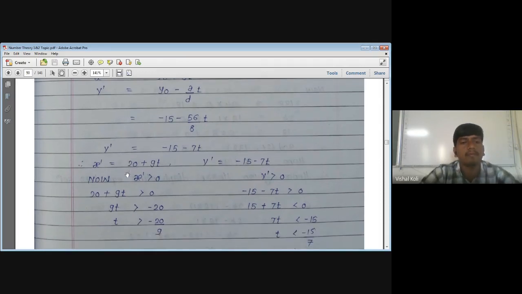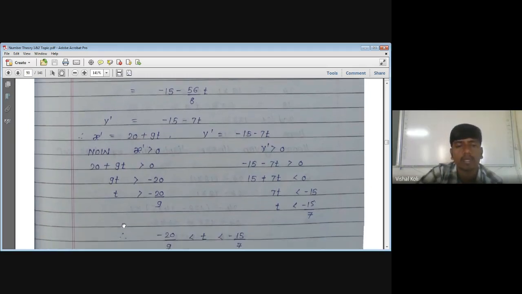Therefore now it remains to check whether the given solution is positive or not, and for that we have to check whether x dash and y dash are greater than 0 or not. Let us consider x dash is greater than 0, where x dash is nothing but 20 plus 9t. Therefore 20 plus 9t is greater than 0, and from this 9t is greater than minus 20, and from this t is greater than minus 20 divided by 9.